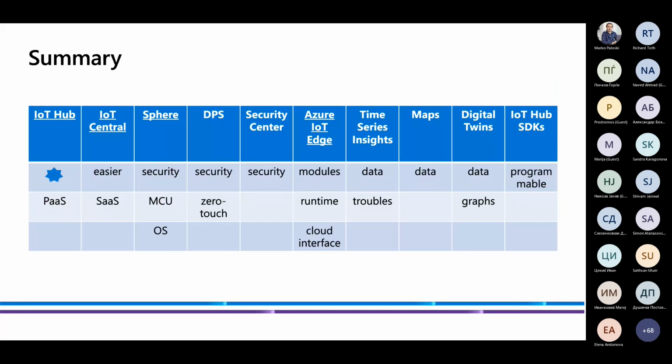And here is one more summary table to help you remember all these things. IoT Hub is the main solution, and it's a platform as a service solution. IoT Central is an easier way to use IoT Hub, and it's a software as a service solution.